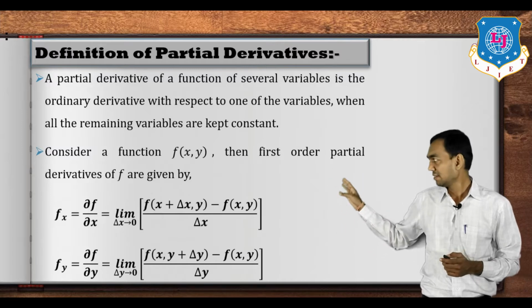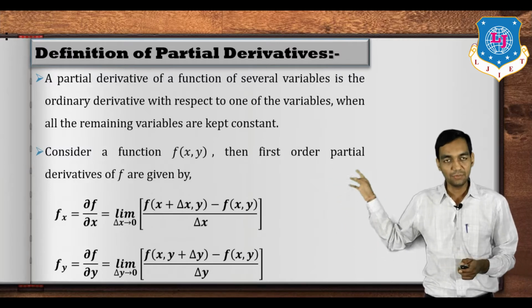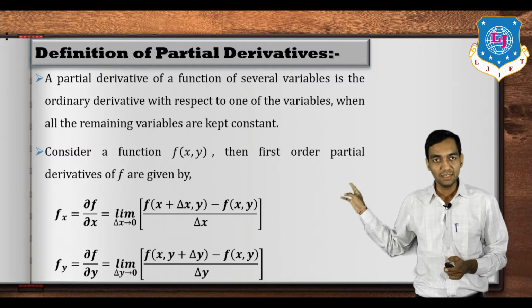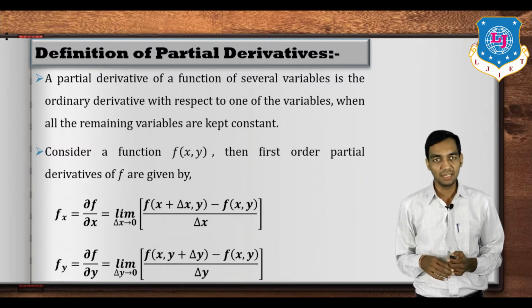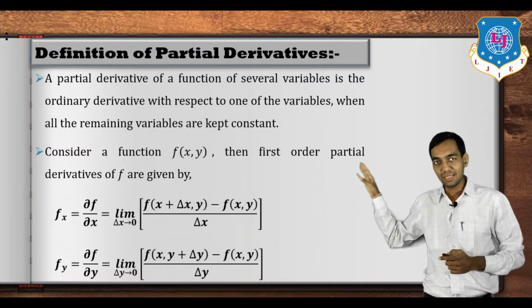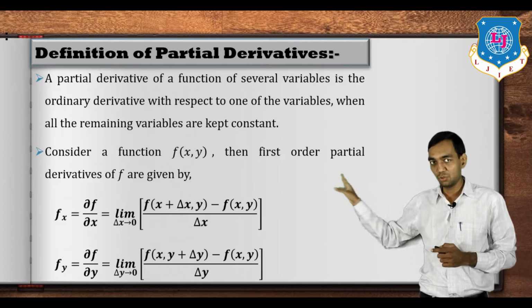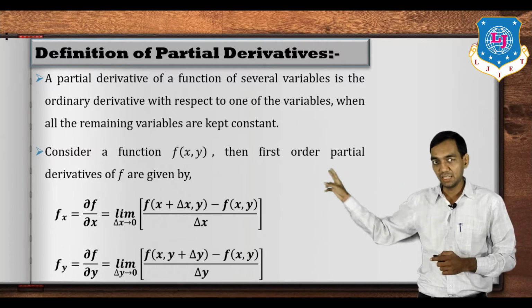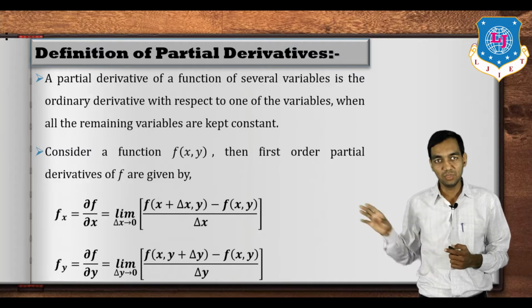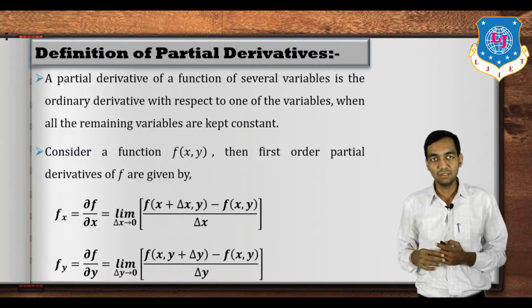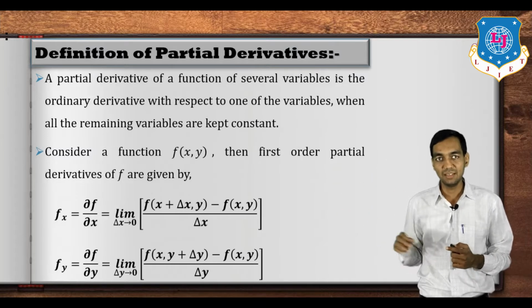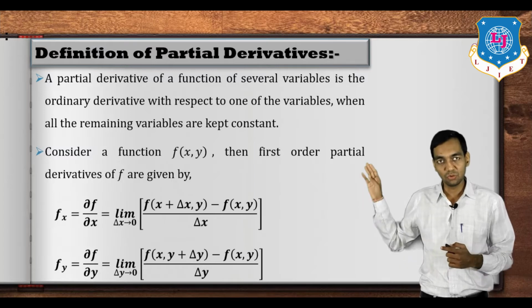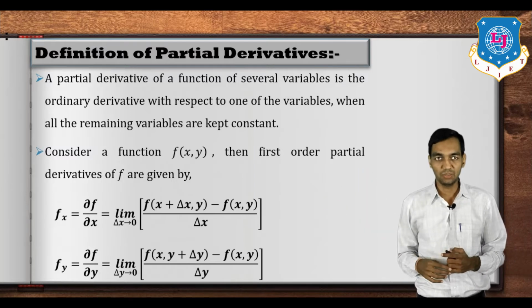So it is defined as the limit as delta x tends to 0 of f of x plus delta x comma y minus f of x y, divided by delta x. See, here you have kept y constant, there is no change in y, only the change in x is considered. That means x is changing, so it is a derivative with respect to x. So this is the partial derivative with respect to x.